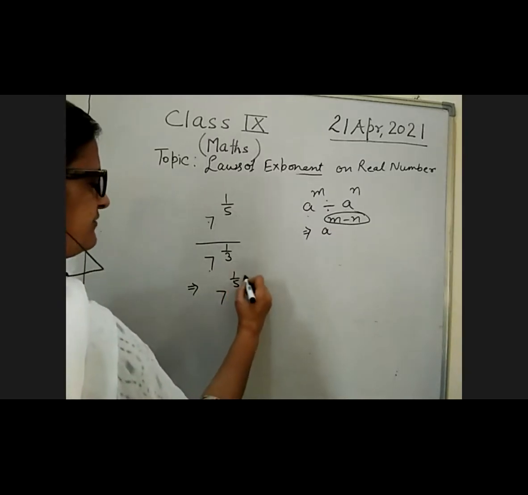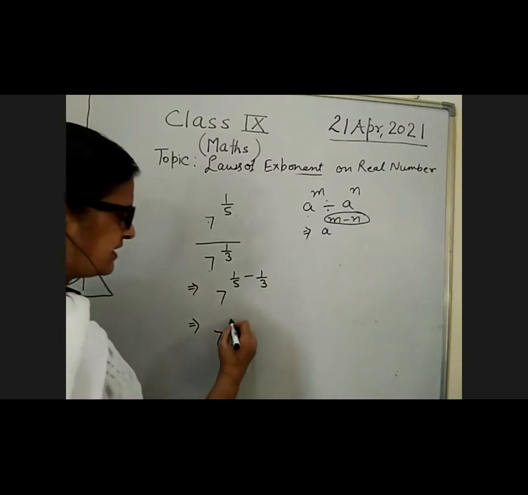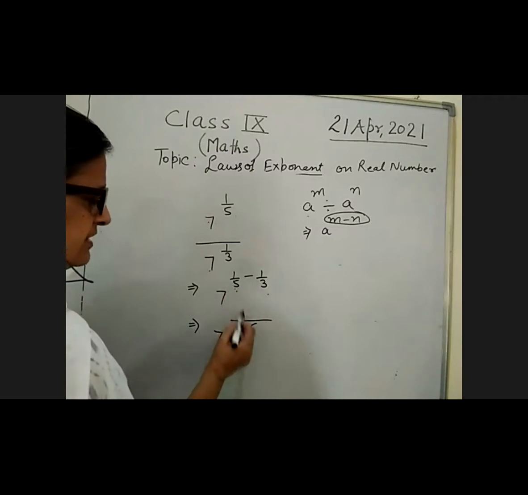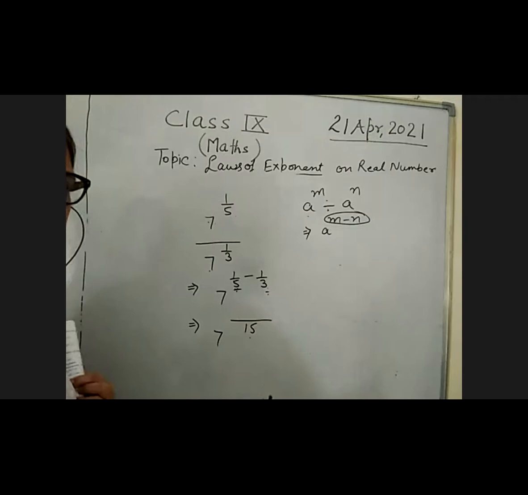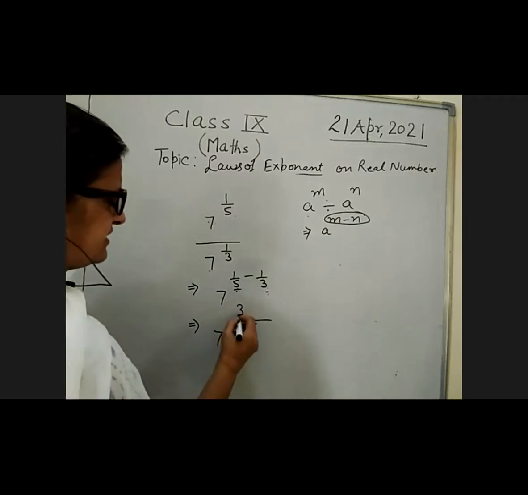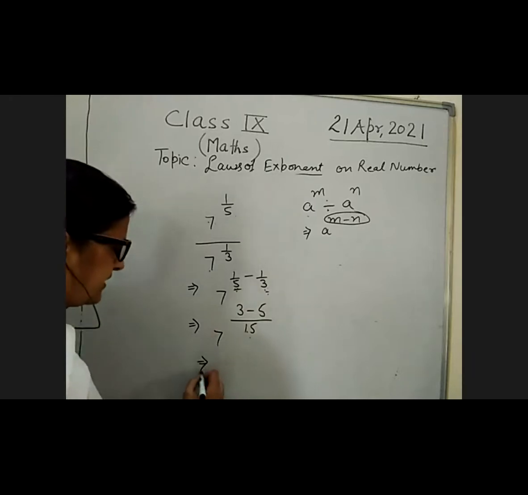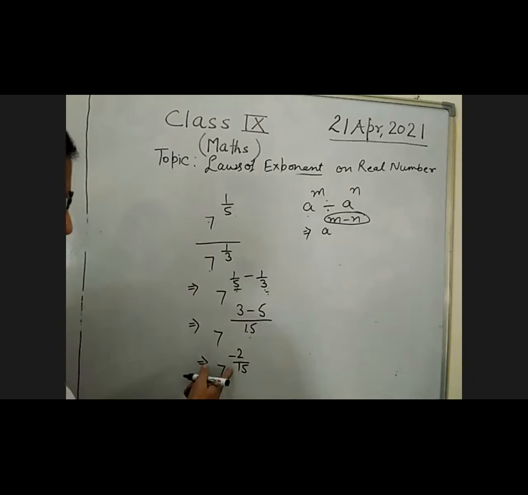1 upon 5 minus 1 upon 3. So then you will take the LCM. 5 3s are 15, both are prime numbers, so multiply together, take the LCM. 5 3s are 15, 3 and 3 5s are 15, 5 1s are 5, and your answer is minus 2 upon 15. This is your power.